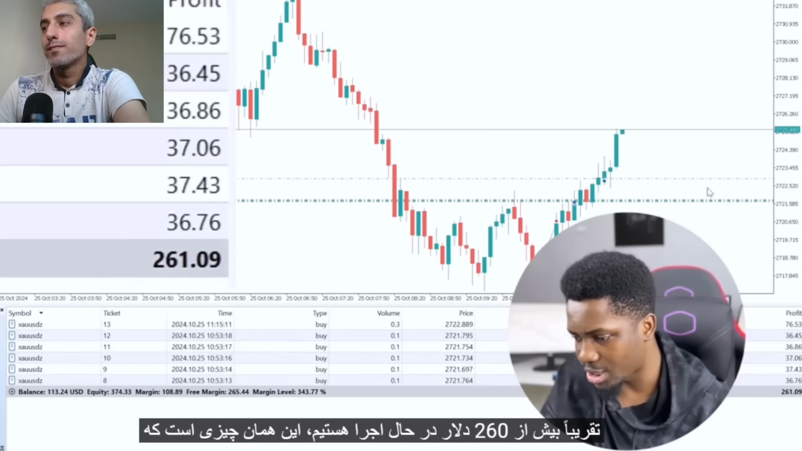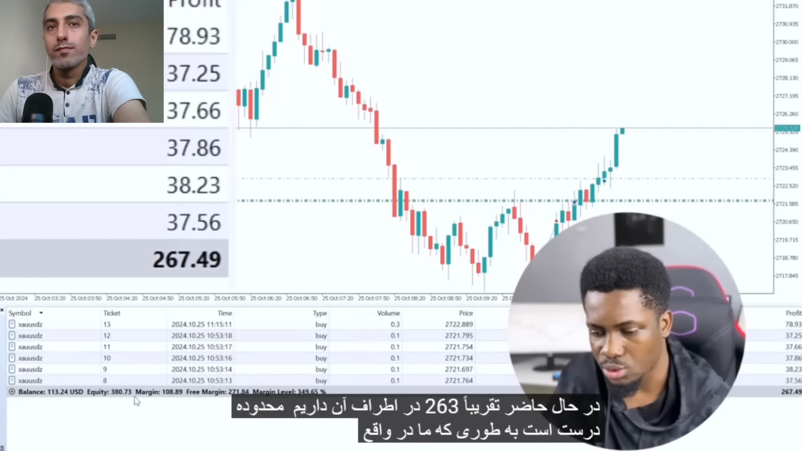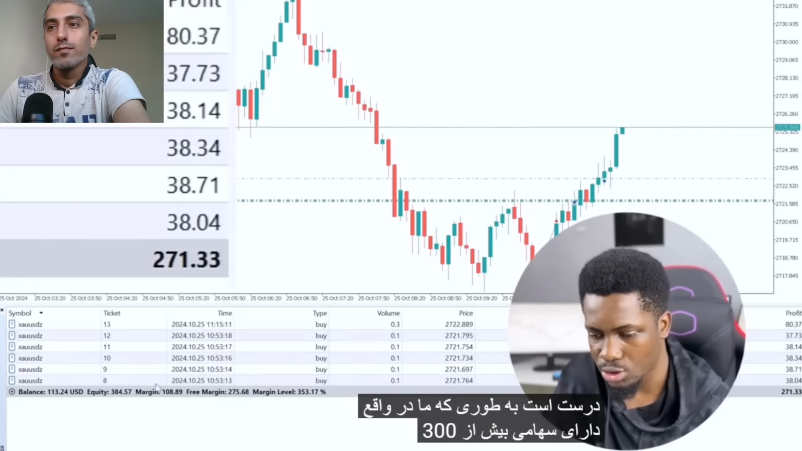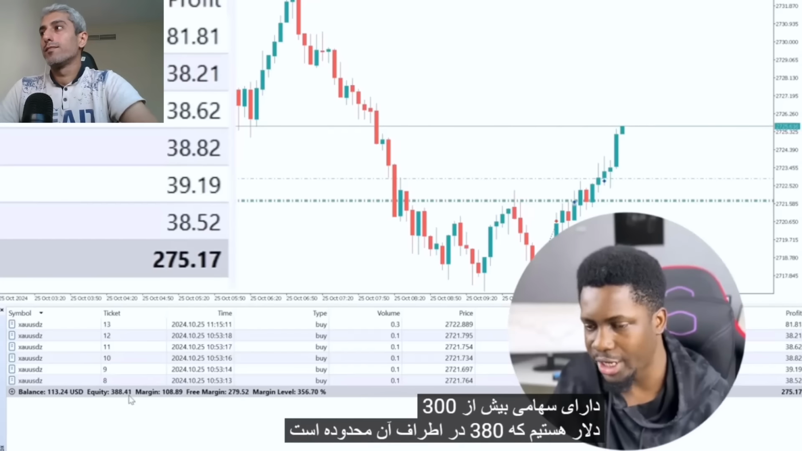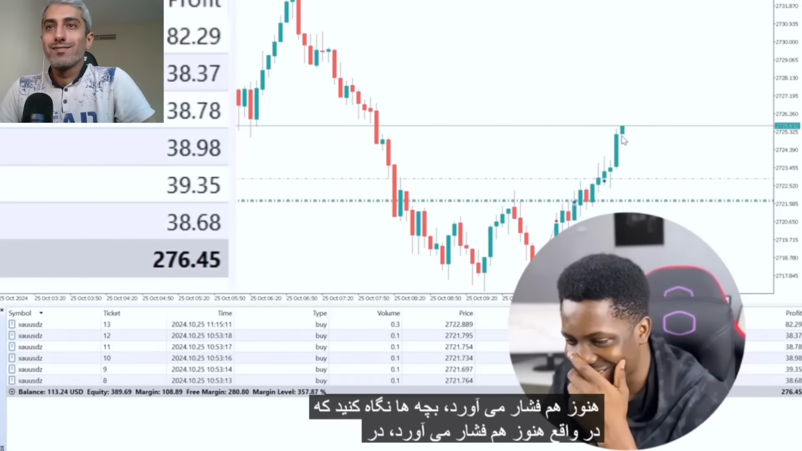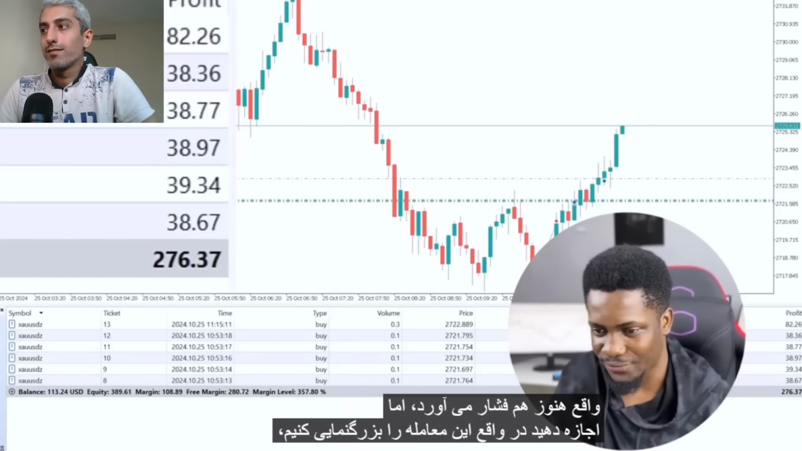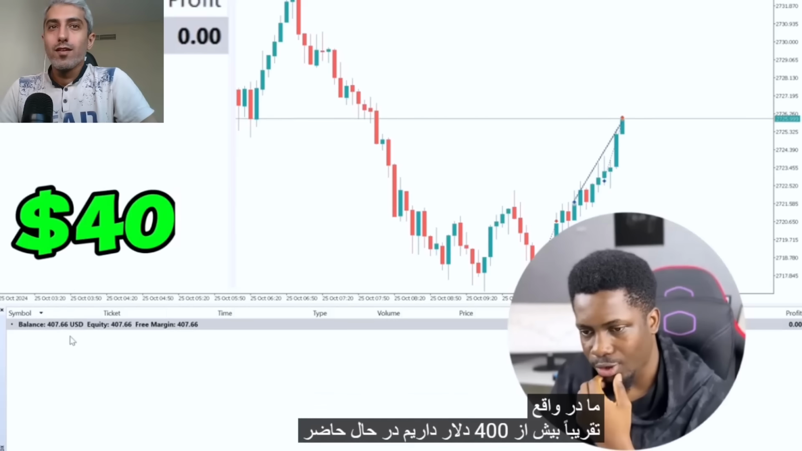Roughly $260. That's what we're running currently. Roughly 263 around that range, right? So that we're actually having an equity of just over $300. That's 380 around that range. That's exactly what we're having, and it's still pushing, guys. Look at that. It's actually still pushing, but let's just zoom up this particular trade first. We're running just roughly over $400 currently.